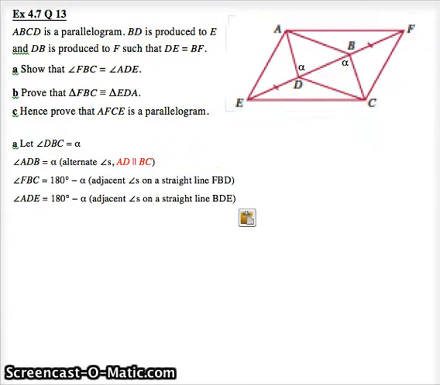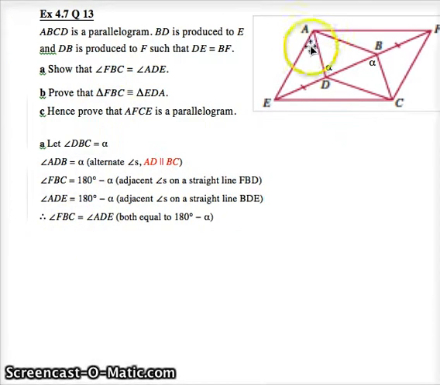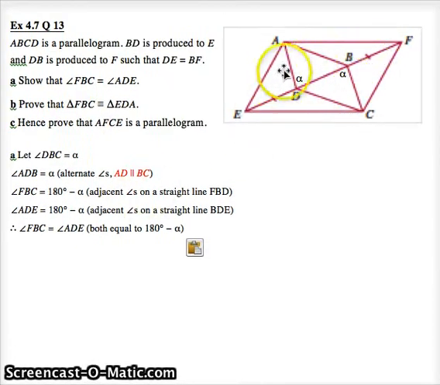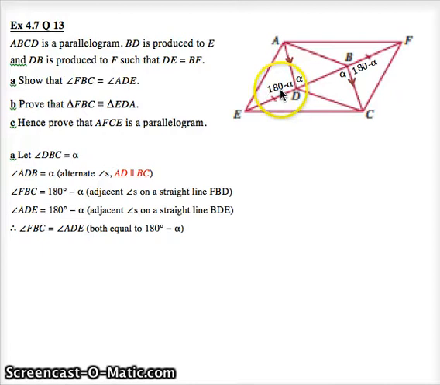So angle FBC equals 180 minus alpha because we have adjacent angles on the straight line FBD, and similarly angle ADE is also 180 minus alpha because of adjacent angles on the straight line BDE. Hence, therefore we have shown that angle FBC is equal to angle ADE, and the reason is that they're both equal to 180 minus alpha. And I've just marked those 180 minus alpha angles on the diagram.